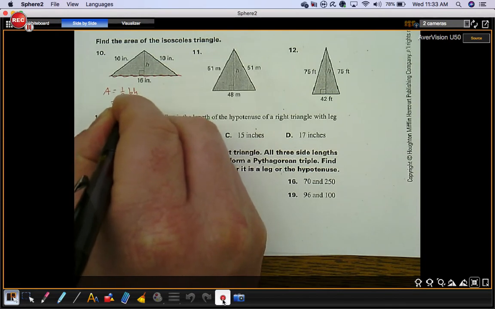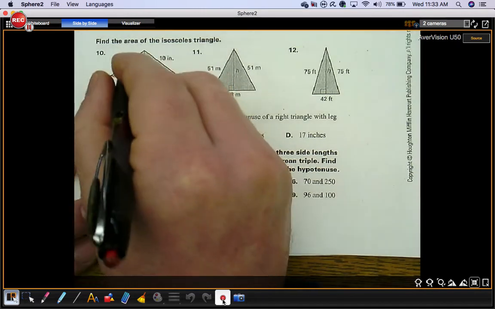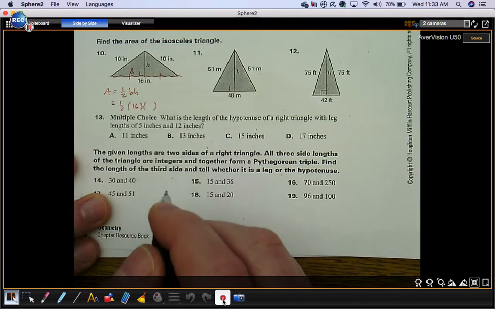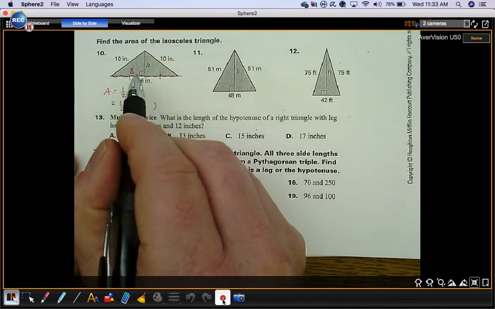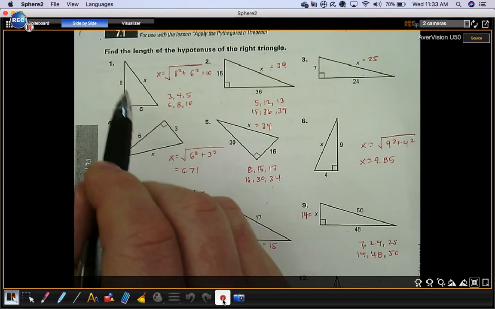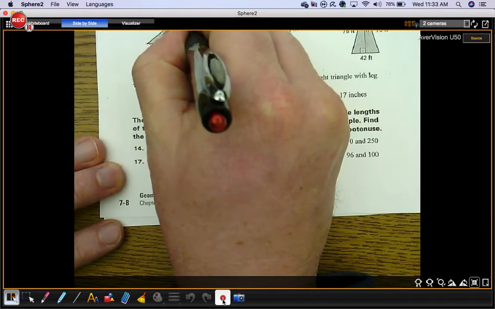The base is 16. The height is not listed, but you should know the height. If this triangle is isosceles, then those pieces are the same, so that's 8. Something, 8 and 10. We've done this already. 6, 8, 10. That's a triple. So that's where knowing your triples pays off.